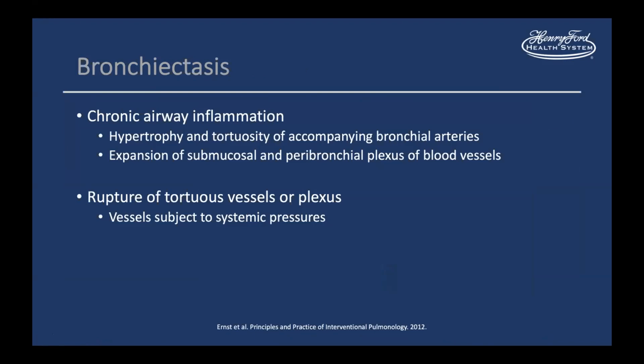Well, this is chronic airway inflammation that ultimately leads to hypertrophy and tortuosity of the bronchial arteries nearby these airways. You get expansion of the submucosa and the peribronchial plexus. And when these rupture, either the arteries themselves or the blood vessels in the submucosa, that's when they bleed. And again, these are subject to systemic pressure, so more rapid bleeds due to the high pressure system.